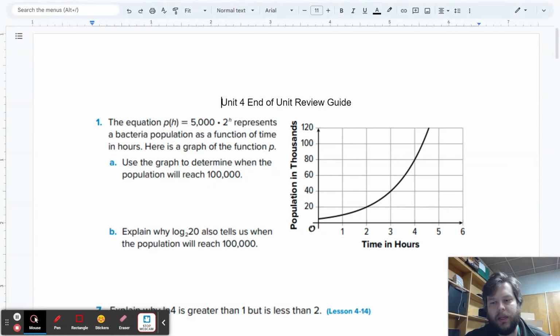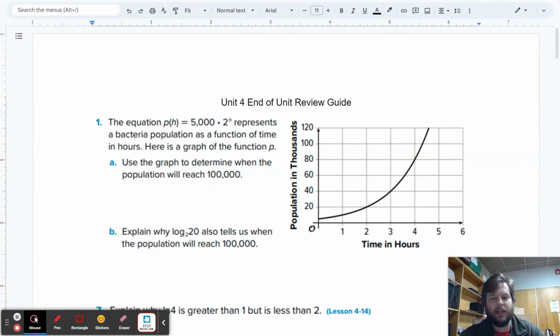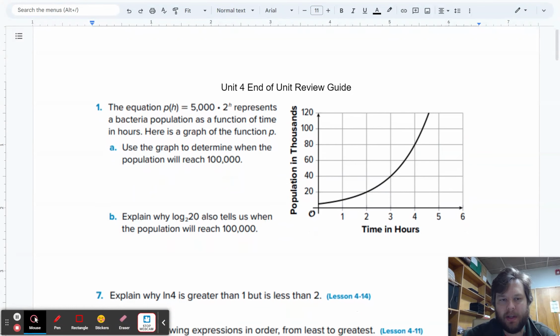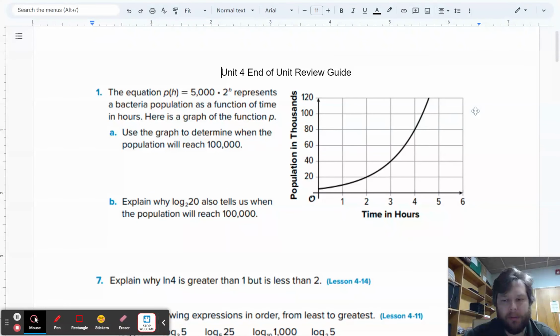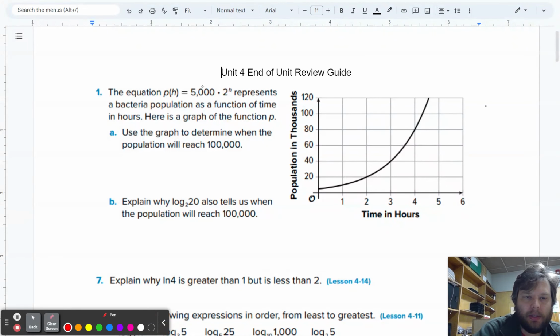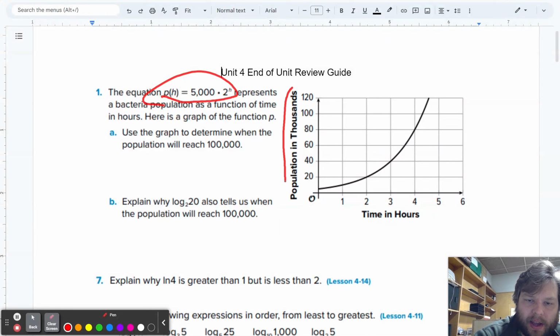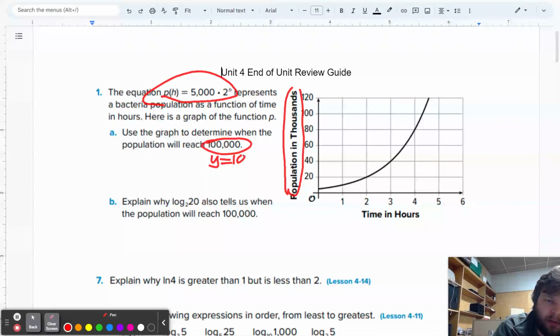All right, so here we have our end of unit guide looking at exponents and logarithms. I'm going to go through pretty quickly, and please let me know if there's anything that you want more explanation on. So the first one here, we've got an equation, we've got our graph, and the key thing when you look at the graph is that the y-axis is measured in thousands. So if I'm going to use the graph to determine when it reaches 100,000, that means I'm looking at y equals 100 on the graph.